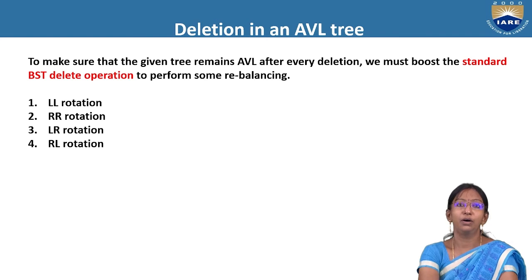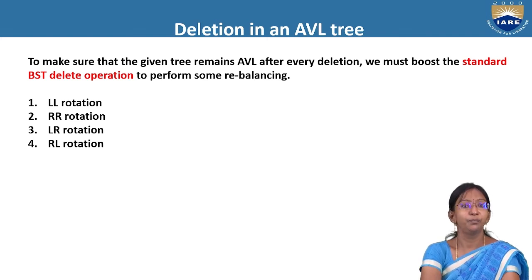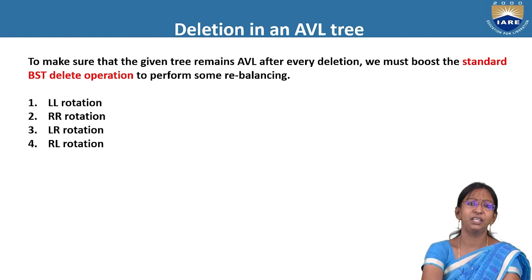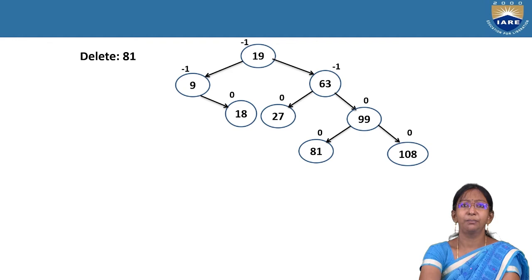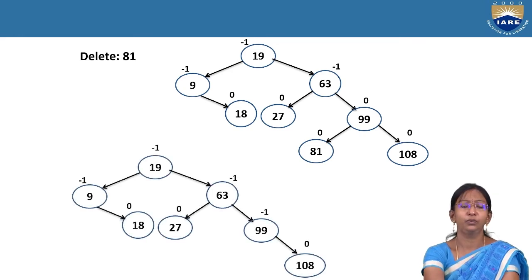Right? So, what about deletion in AVL trees? Deletion in AVL trees is the same as in BSTs, but the only thing is after every deletion, calculate the balance factors. If any node loses its balance, adopt one of the techniques and perform the rotation. Okay, for example, in this tree, what if I remove 81? No problem. Balance factors are fine.